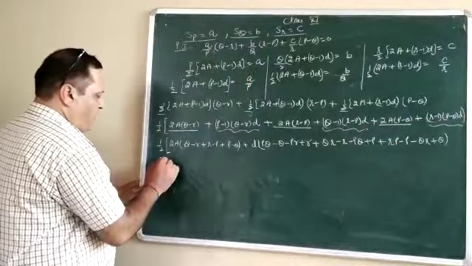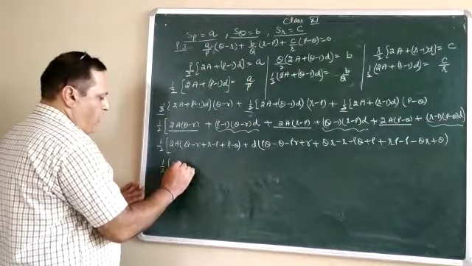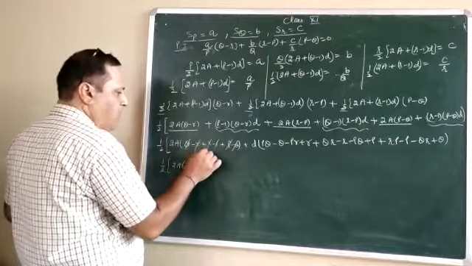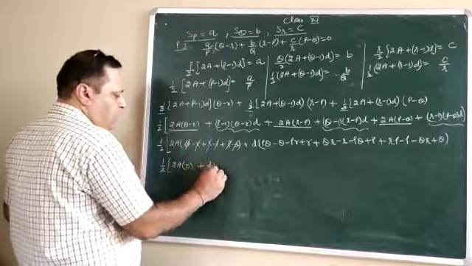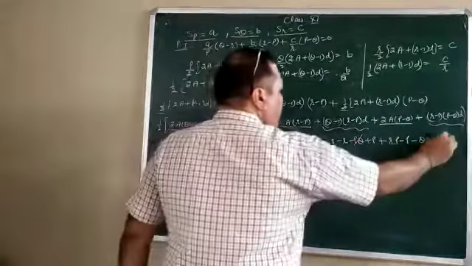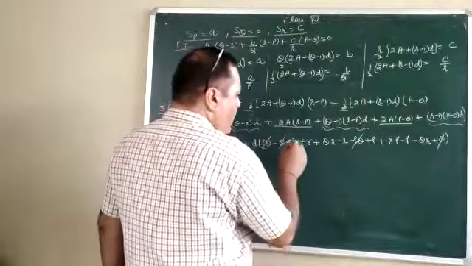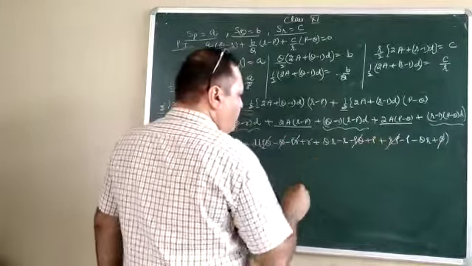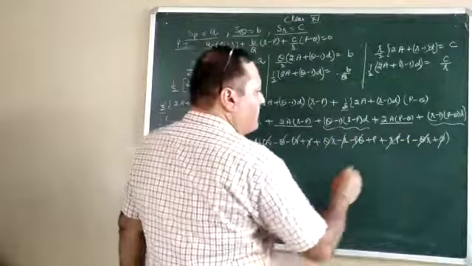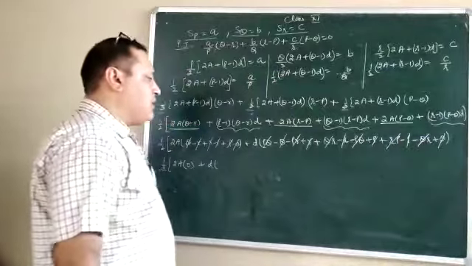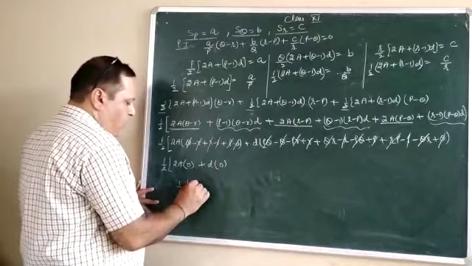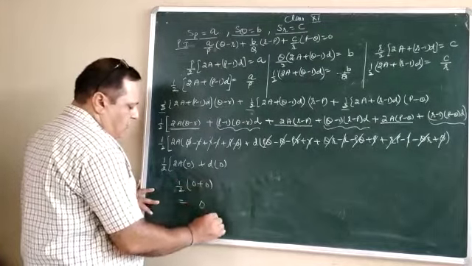Now see, it is 1 by 2 into 2a into (q minus r plus r minus p plus p minus q), that is 0, plus d into the rest. See this one: minus pq plus q minus q minus pr plus r minus qr plus p and minus p. All the terms are cancelled, so it is d into 0. So the overall result is 1 by 2 into 0 plus 0, that is equal to 0.